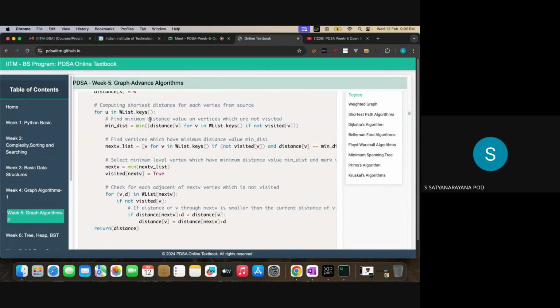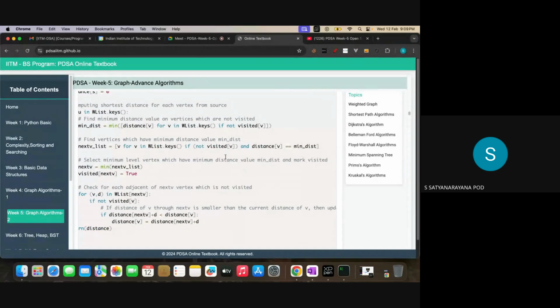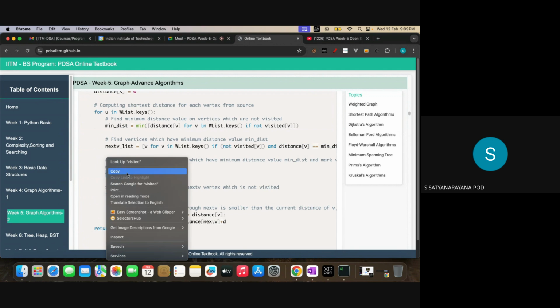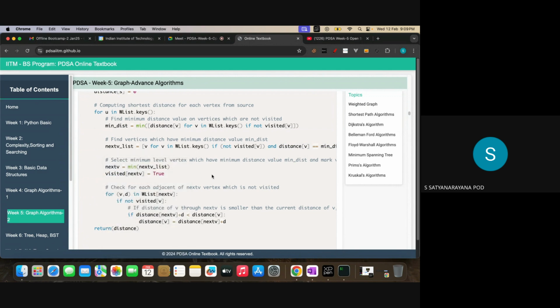Find the minimum distance value in the vertices which are not visited. To the 0, whatever is connected, which adjacents are there, we are selecting the minimum one. First we try to finish the minimum one. And the next one is, from that, what are next to be visited? See, look at here. Not visited and distance is equal to the minimum distance, that we are marking as visited. So we are marking next visited as true, true, true.